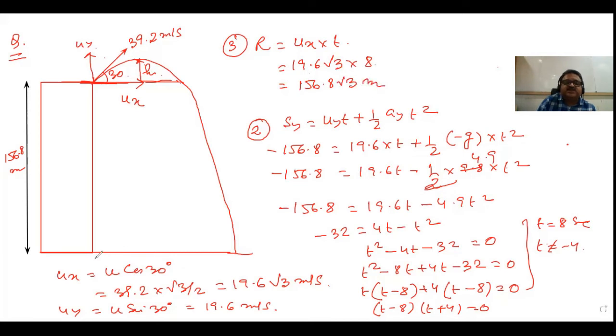Meter. That means this distance is 156.8 root 3 meter. So that's the answer. Okay, pause the video and check the calculation. Now let's go to the next problem.